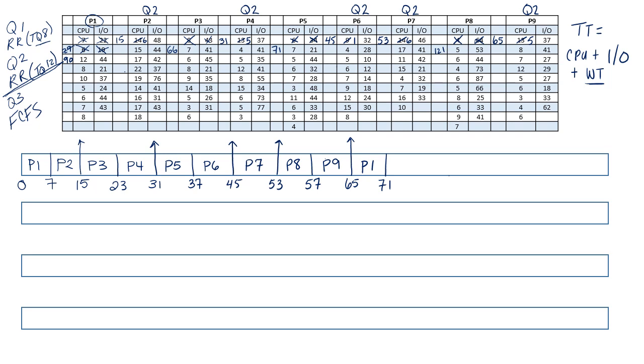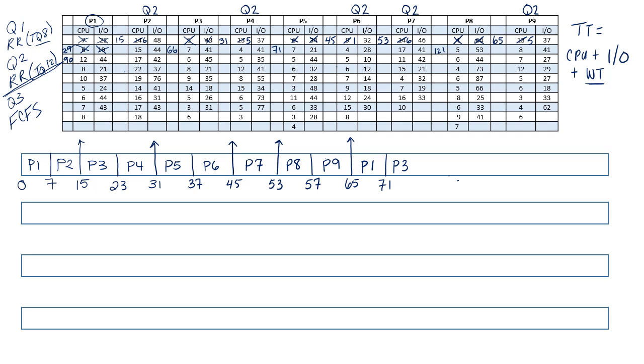All right, now the current time is 71. In our ready queue, we have P2, P3, P4, P5, P6, P7, and P9. But some of them are Q2, so right now we only care about the Q1s. So in the ready queue, what Q1s do we have? We have P3 and P5. P3 got there at time 66. P5 just got there, so P3 goes first.